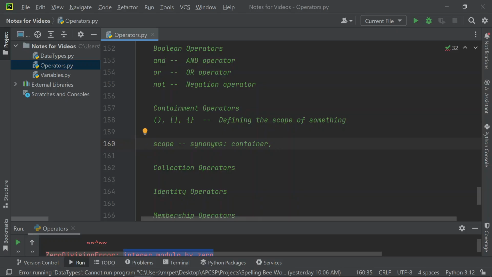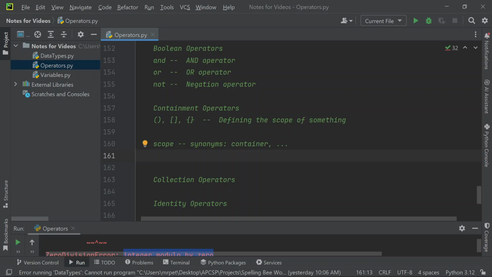Every time. I don't know. We'll have to look these up. But there's two others actually. But what are these? What is the scope?